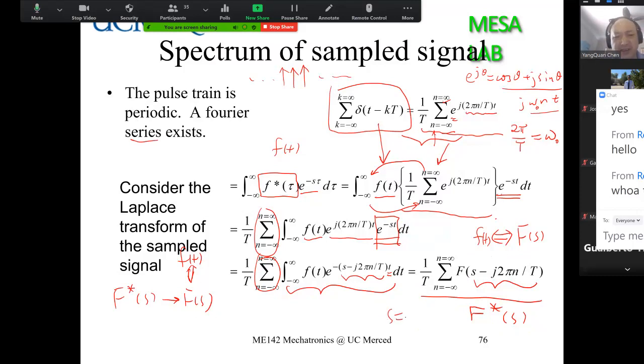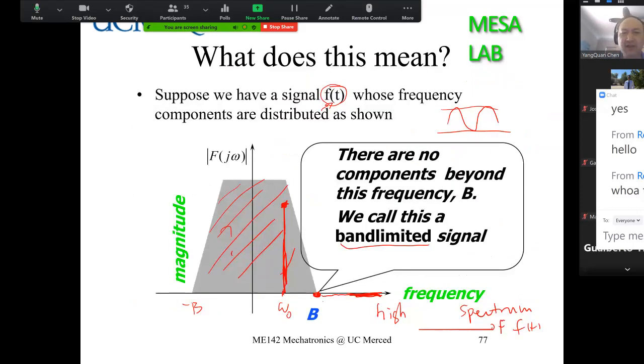Remember, you place s equals j omega there, and you are going to get a spectrum. So this is a spectrum, and the shaded area is your F(j omega). So in the frequency domain, you have f(t), you have F(s), and also you do a Fourier transformation and you have F(j omega). Basically, s is j omega, you get this one.